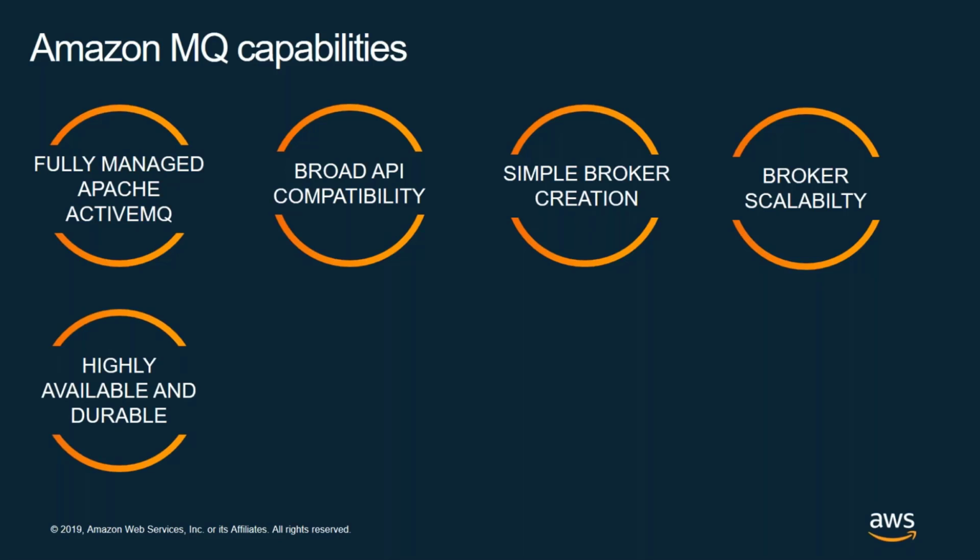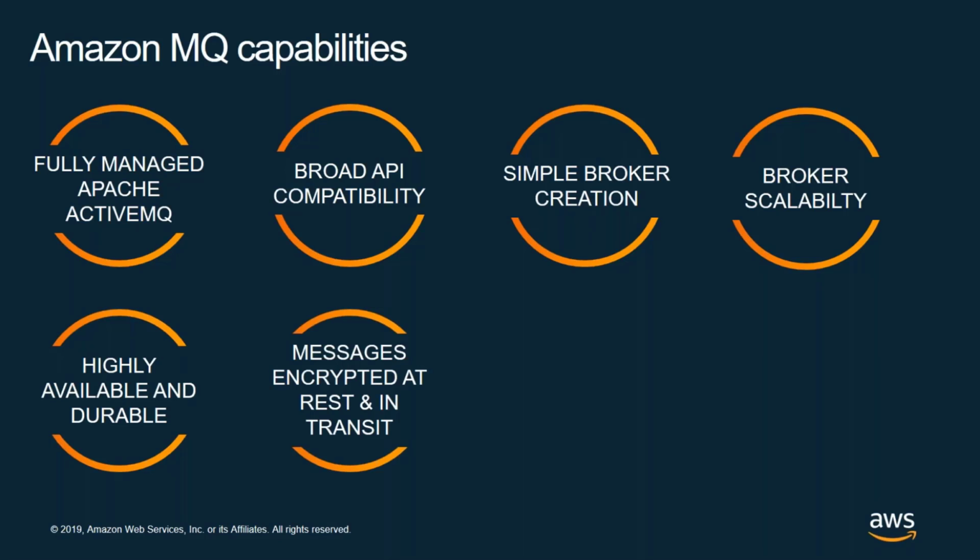Amazon MQ also provides high availability brokers. So we provide an active and standby broker in 2 separate AZs. These brokers are actually connected with a shared storage system. So they provide extremely high durability where all persisted messages are stored in at least 3 AZs. So messages are never lost when you use Amazon MQ. All messages are encrypted using service managed keys at rest and in transit.